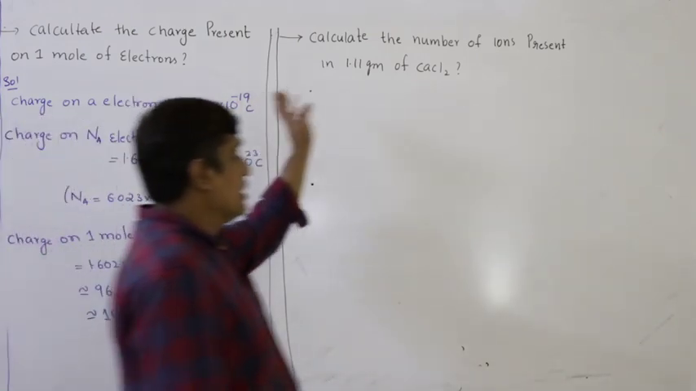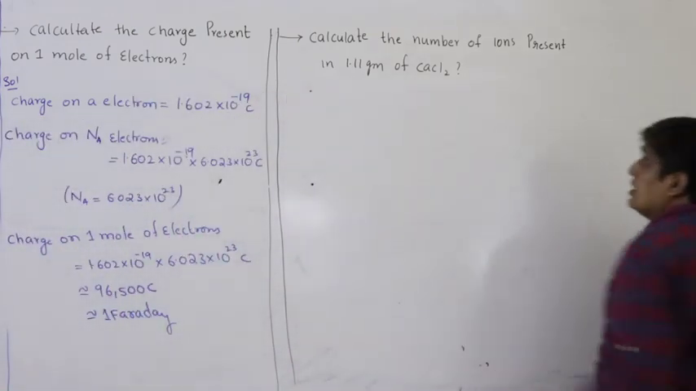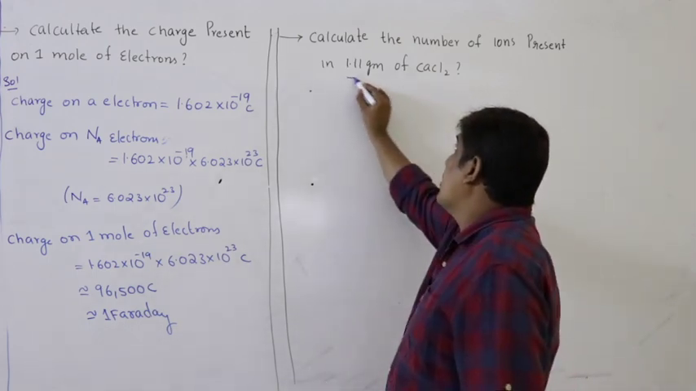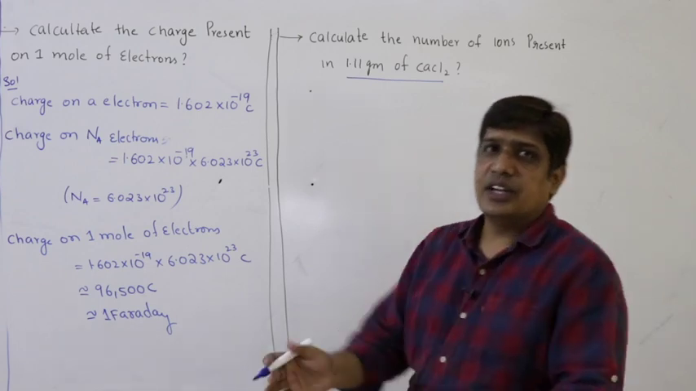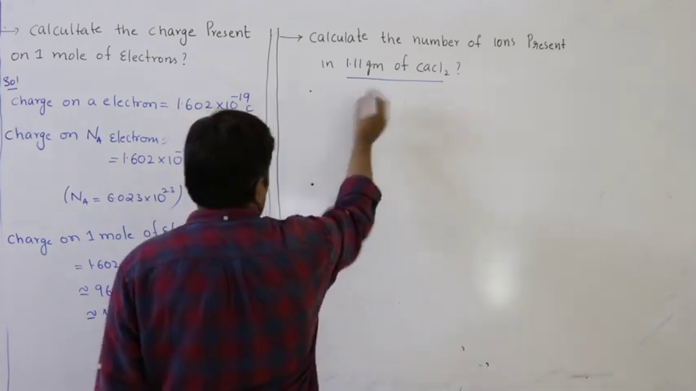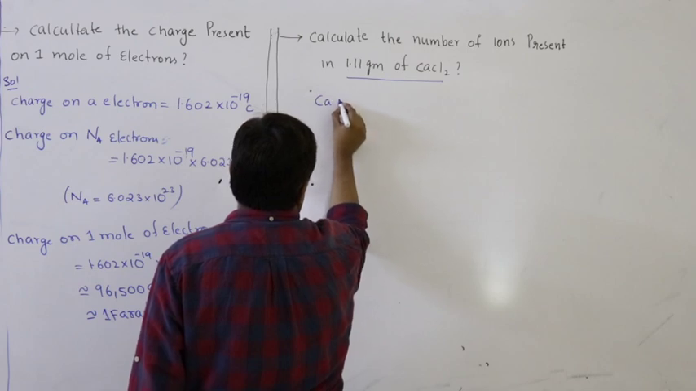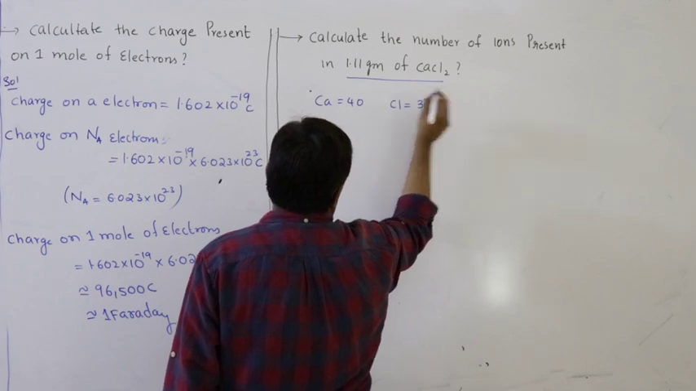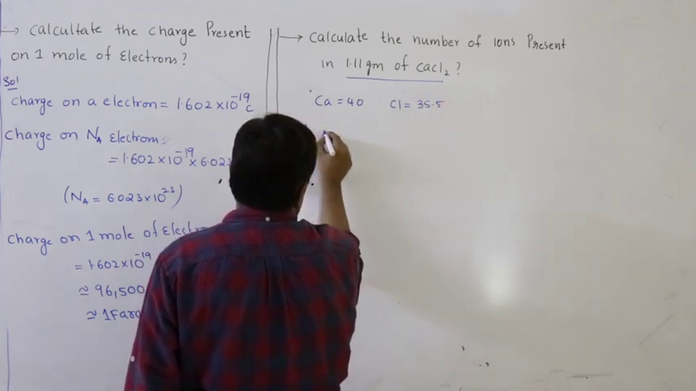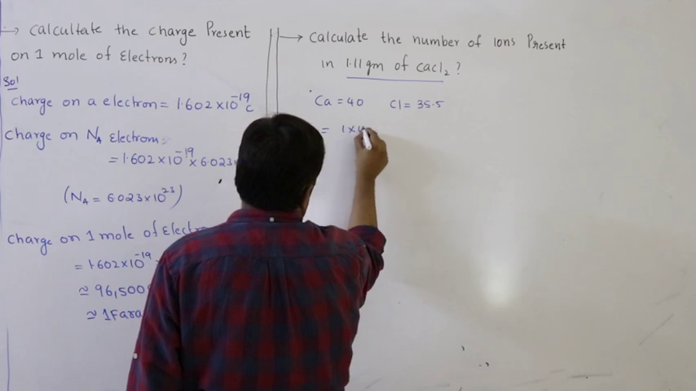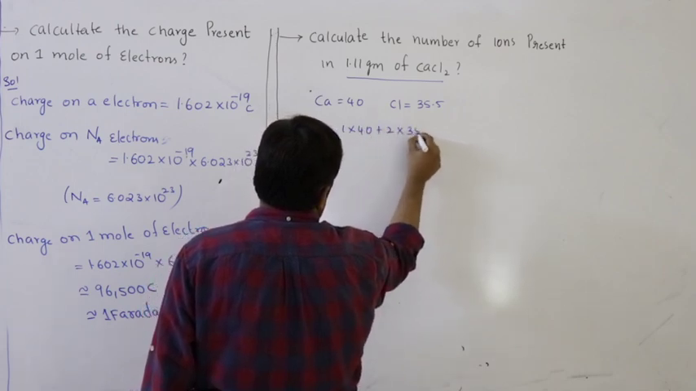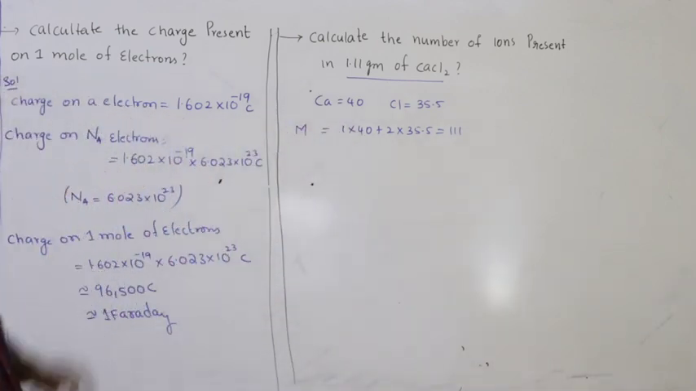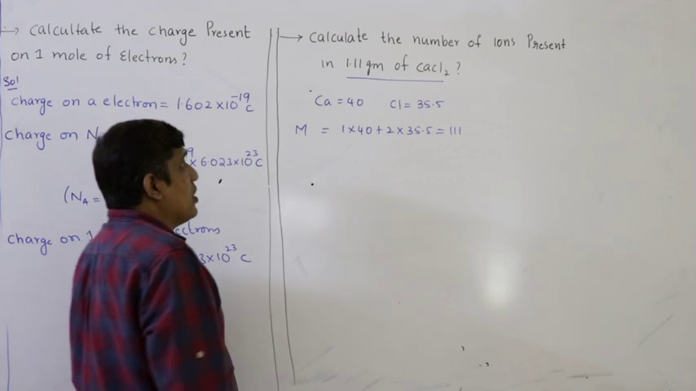Next, calculate the number of ions present in 1.11 gram of CaCl2. So this is the mass of CaCl2. What I said, convert into moles. So CaCl2, calcium atomic weight 40, chlorine atomic weight 35.5. So what is the molecular weight of CaCl2? 1 into 40 plus 2 into 35.5, you will get 111 grams per mole, that is gram molecular weight.